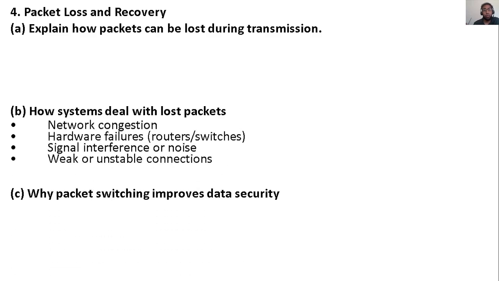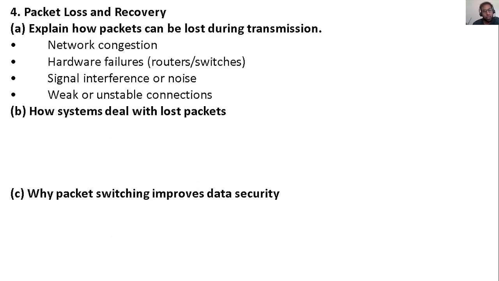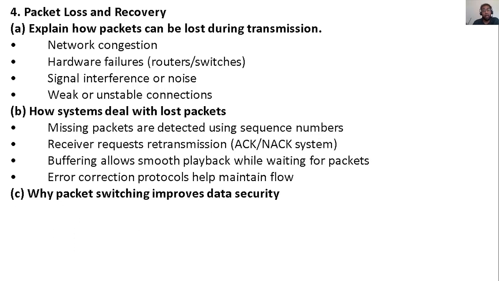Explain how packets can be lost during data transmission: network congestion, hardware failure, signal interference or noise, weak or unstable connections. How does the system deal with lost packets? Missing packets are detected using sequence numbers that are added to the header part of the data packets. A data packet has three parts: header, payload, and, for error detection, the trailer.